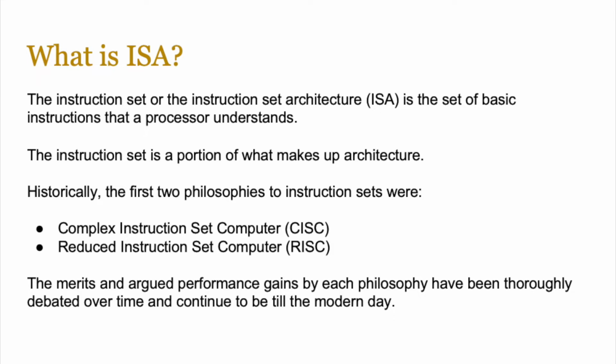But before we begin talking about that, we need to understand what instruction set architecture actually means. So instruction sets, or ISA, instruction set architecture, is a set of basic instructions that a processor understands. This particular instruction set is a portion of what makes up an architecture. So the architecture is the hardware plus this instruction set. Both CISC and RISC will have their own architecture, and both of these architectures will have their own pros and cons.